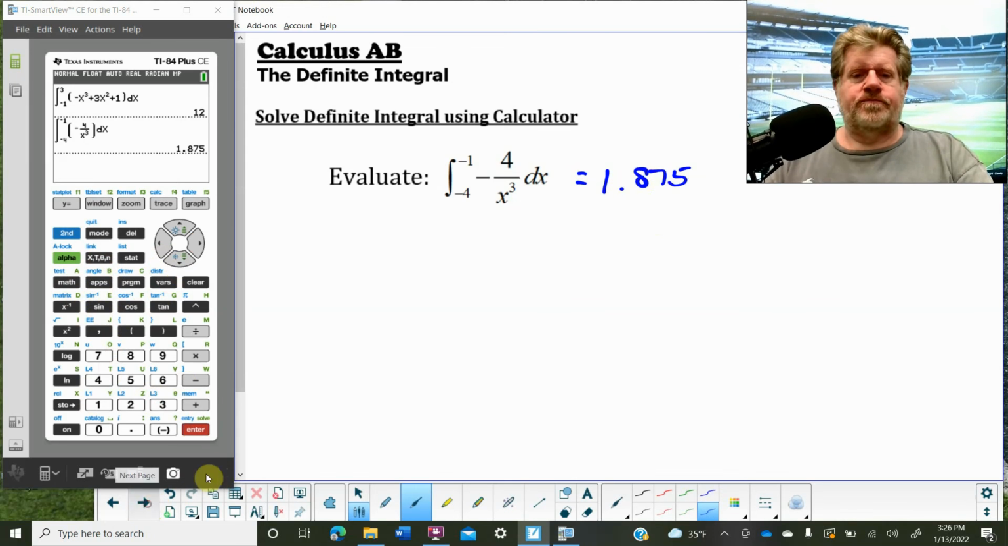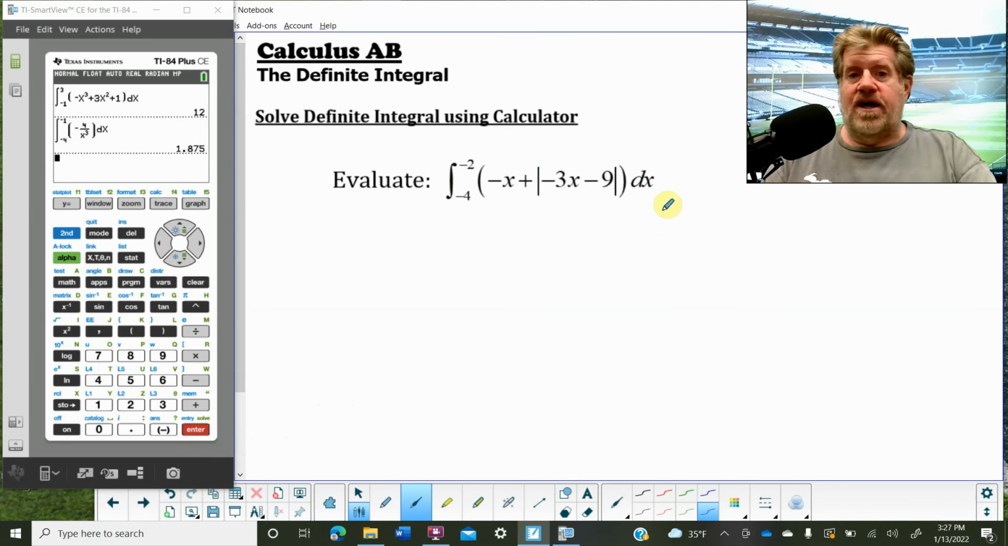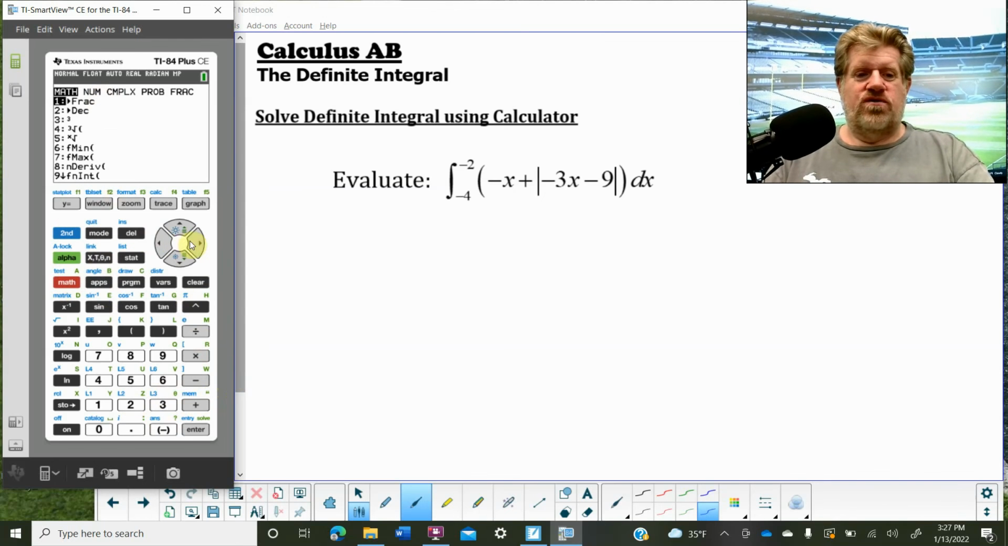Okay, last one. It's a bit more complicated because it's got an absolute value. And frankly, absolute values make these things a lot trickier to figure out. So let's just, for now, do our math 9 and put it in here. What do we have? Negative x plus. There's probably an alpha function way to get that absolute value sign, but I know it is hitting math and going over to the number 1. That's just the way I know it. E to 3x minus 9. There's a lot of minuses in this problem. dx. All that for the answer of 9.